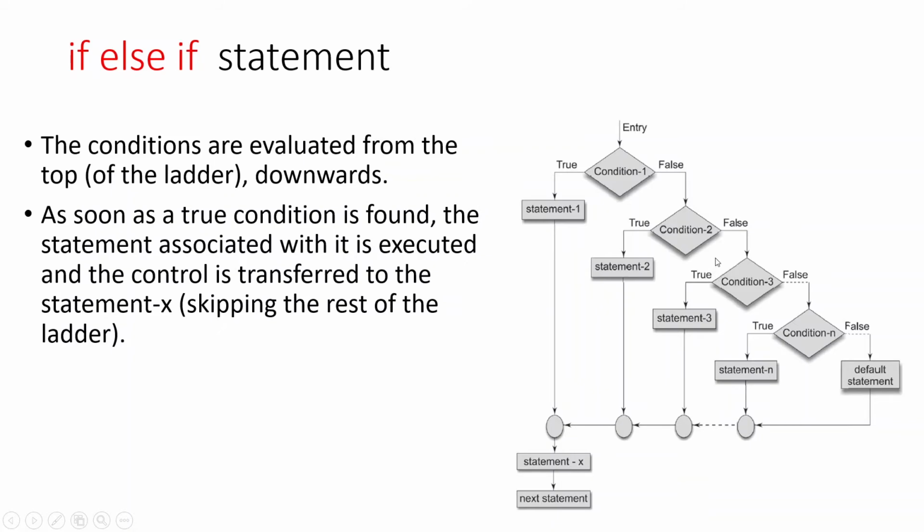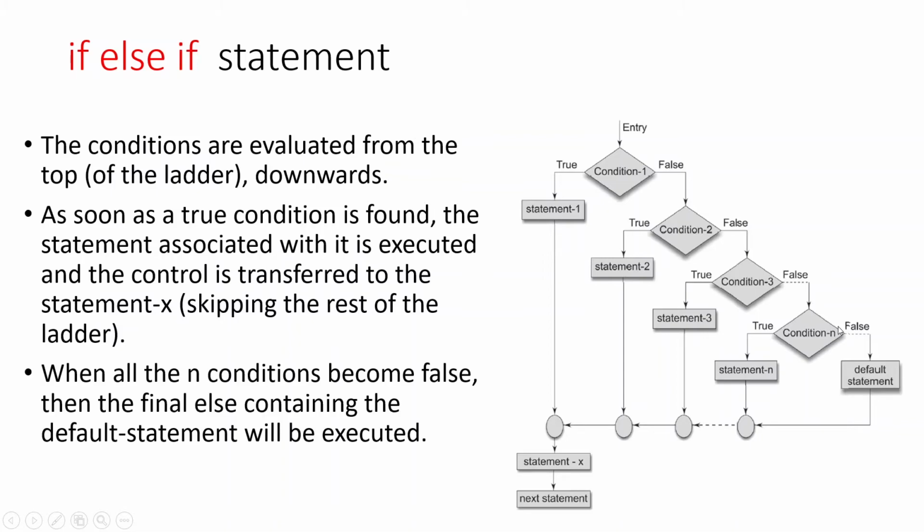Whenever a true condition is found, it will come out of that ladder, or the control is transferred to statement X. Statement X is common. That is the first statement after this condition block. So whenever a condition is found as true, it will go to statement X. Or else if it is false, it will go to the next condition like that. Whenever it is true, it will skip the rest of the conditional block. When all the n conditions are false, there is an else option where the default statement is given and that will be executed.